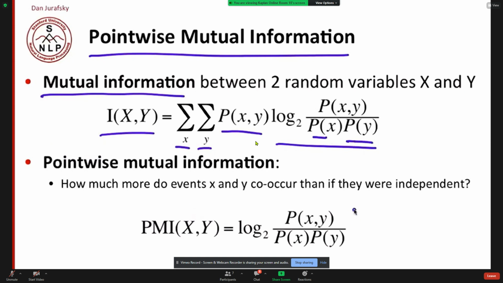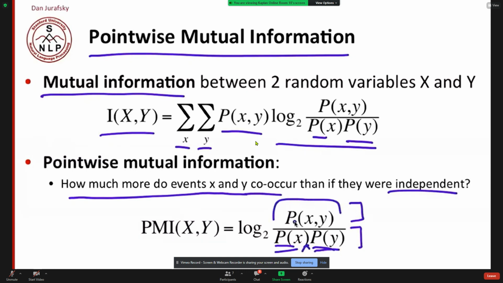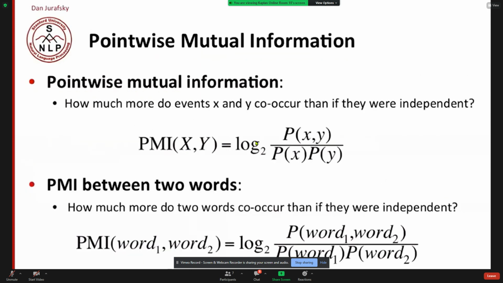So pointwise mutual information takes this intuition from mutual information and computes a very simple ratio: the probability of two events, x and y, divided by the product of the individual probabilities. What it's asking is how much more do two events, x and y, co-occur than if they were independent? If they were independent, they would have these independent multiplied probabilities, and how much does the joint occur more often than we'd expect from independence? That's the intuition of pointwise mutual information.